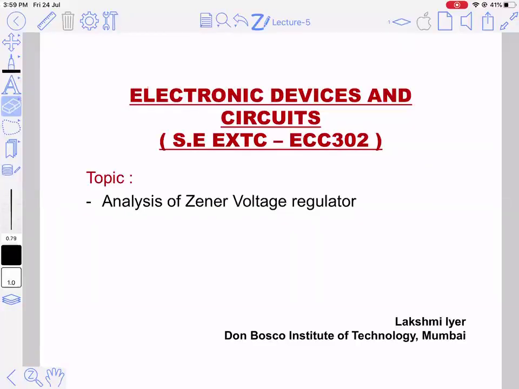In the last lecture, we started off with Zener as a voltage regulator. So in this lecture, we'll again talk about line regulation and load regulation and how Zener is able to act as a regulator, and we'll solve some basic problems in order to understand this.